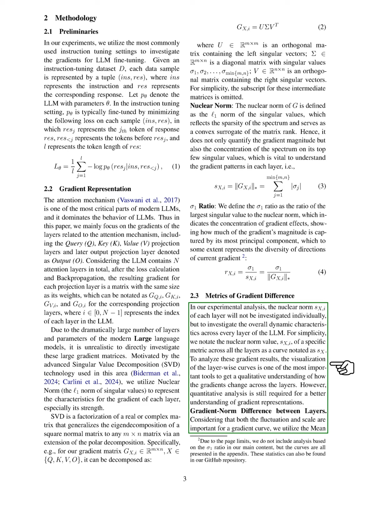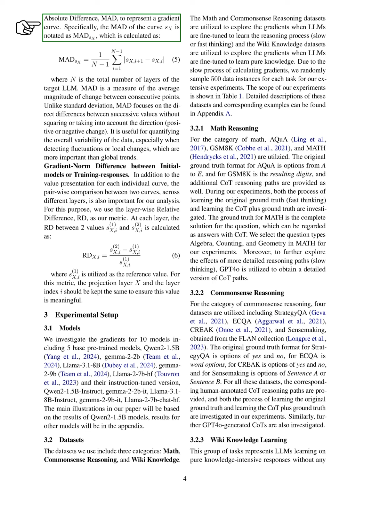For simplicity, we represent the nuclear norm value of a specific metric across all layers as a curve, denoted as S_x. Visualizing these layer-wise curves is crucial for qualitatively understanding how gradients change across layers, but we also need quantitative analysis for deeper insights. To capture the fluctuation and scale of the gradient curve, we use the mean absolute difference, MAD, to represent it. We denote the MAD of the curve S_x as MAD_S_x, which we calculate based on the total number of layers in the LLM.